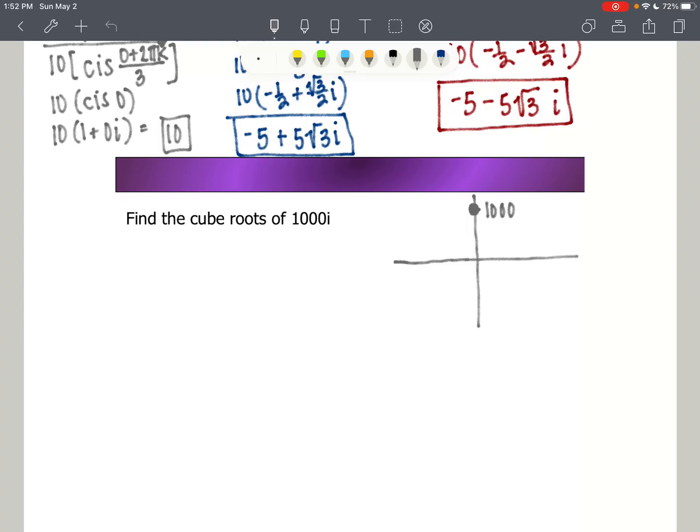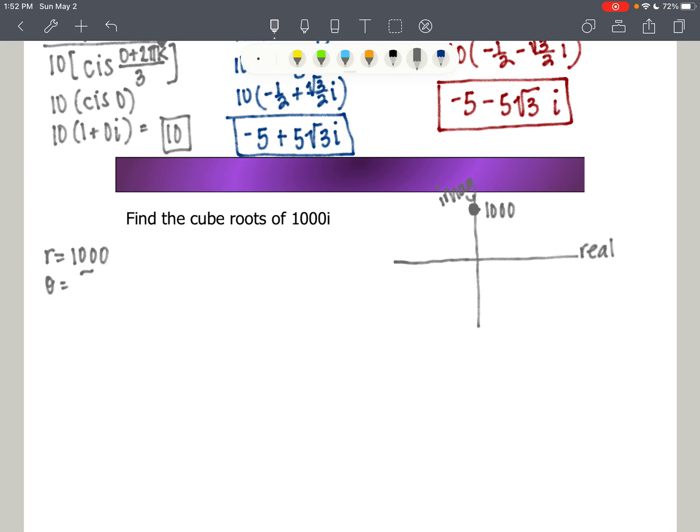Okay, in this example, we're going to find the cube roots of 1000i. So you can see what I've done here. I have graphed the complex number on a plane, and I have a real axis and an imaginary axis. 1000i is going to be on the positive imaginary axis, 1000 units up, which is going to make the r value 1000. That's the distance from 0.